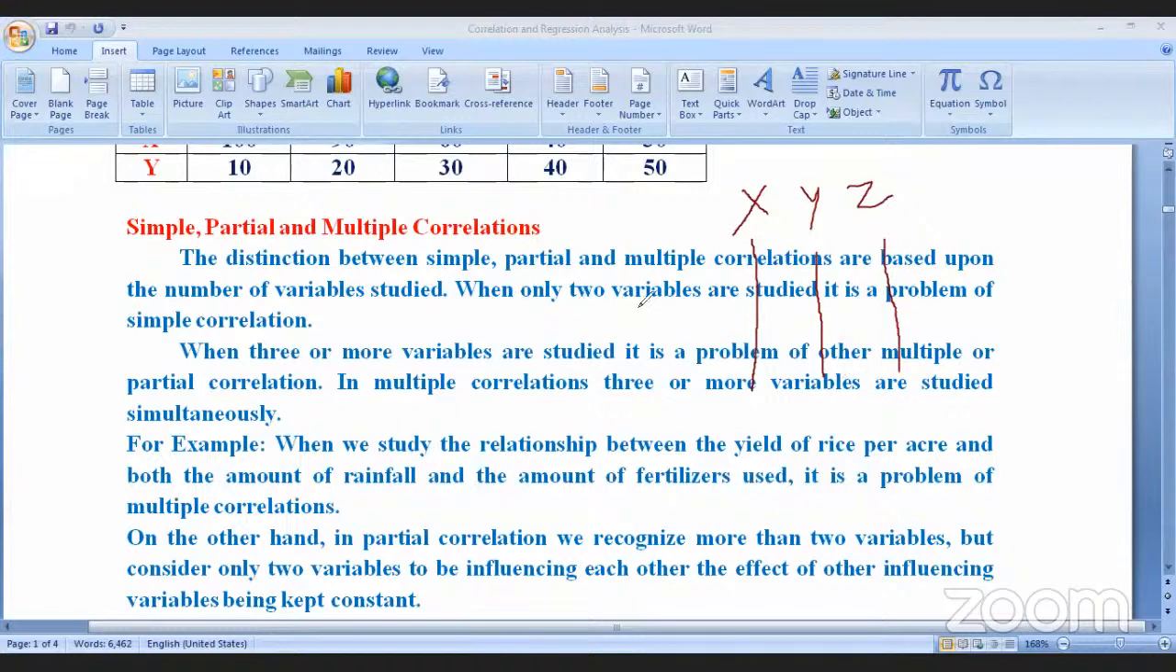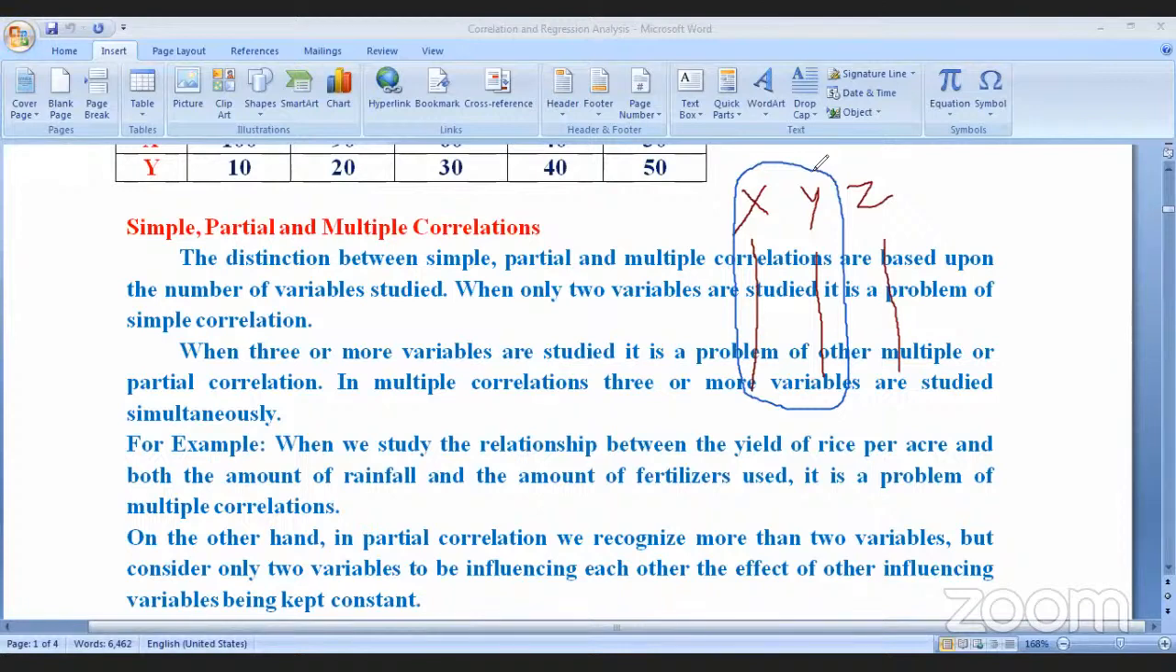When only two variables are studied, it is a problem of simple correlation. For example, we are focusing on only two variables, x and y. There is no z variable and z values are not mentioned. So immediately we can say that there is no other variable; we are not considering z. Here we are going to study two variables. This type of problem is called simple correlation. Then when three or more variables are studied, it is a problem of multiple or partial correlation.